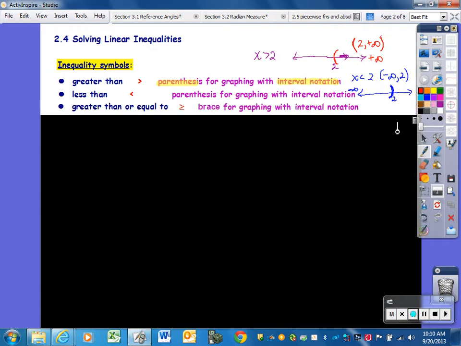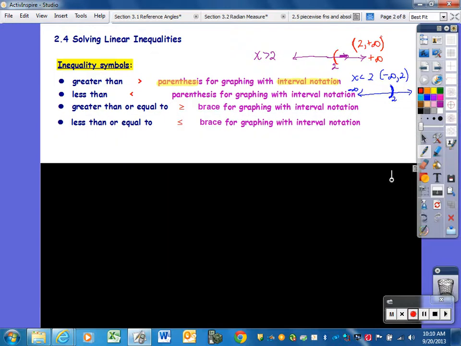We could have greater than or equal to, or less than or equal to. If I am going to do greater than or equal to, x is greater than or equal to 2, then I'm going to use my brace. So I'm still at 2, but I'm to the right of 2 and equal. So I put a brace on it. So there's a brace on 2. The numbers to the right head towards positive infinity. So from 2 in a brace to positive infinity in parentheses, because infinity always gets parentheses.